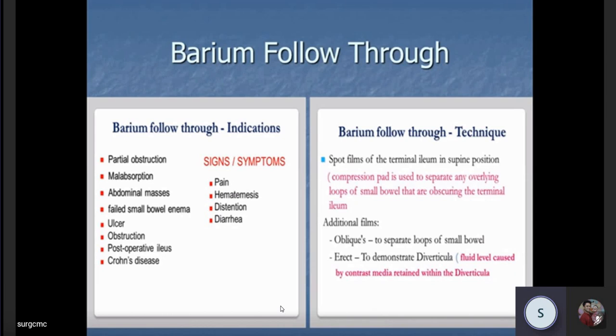So basically we do it when we find there is some kind of partial obstruction, not complete obstruction, or abdominal masses, Crohn's, ulcers, obstructions, or the patient is having hematemesis, diarrhea, distension. In those situations, we do barium meal follow-throughs.